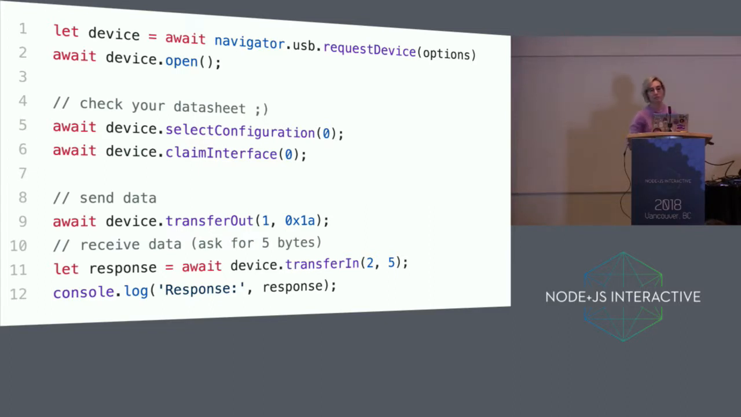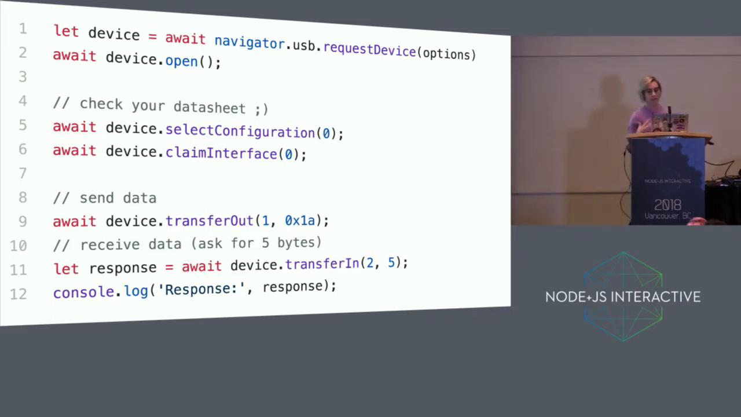Again, I have some repeated code at the top, but I can essentially open the device, I select which configuration I want, and I claim the interface that I need, which is basically saying these are the read endpoints and the write endpoints that I want to use, because some devices can have multiple.